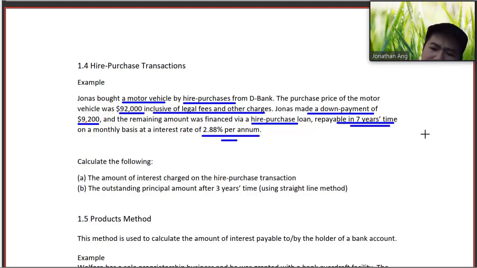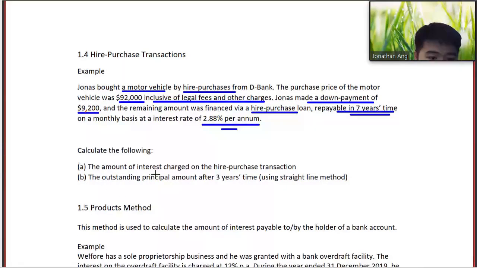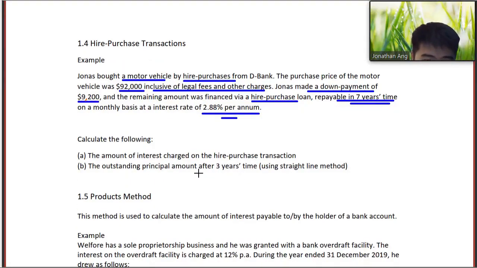So this is exactly like when we are buying a car. This is quite interesting. If you read this, the calculation asks us to find the amount of interest charged on the hire purchase transaction and also the outstanding principal amount after 3 years' time using the straight line method. Basically, they're telling us to calculate based on simple interest.